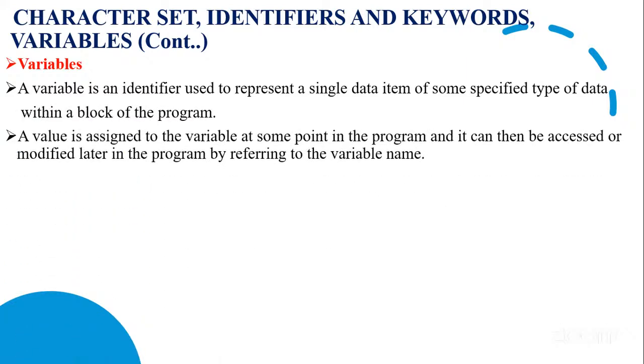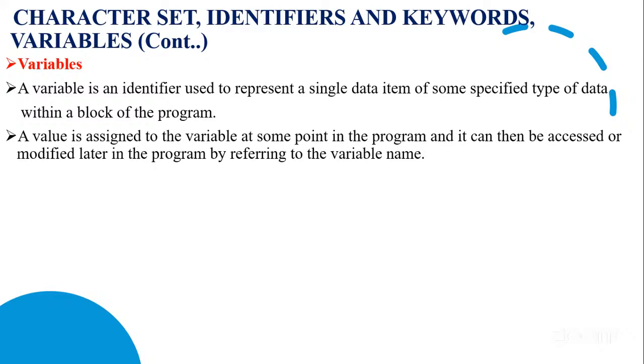A value is assigned to the variable at some point in the program, and it can then be accessed or modified later in the program by referring to the variable name. So what is the need of variables? Variables are used to assign values. Assign means to store the values. You can store a value in a particular variable and modify it later, or use it whenever necessary.